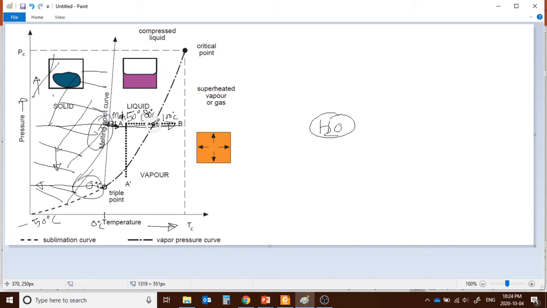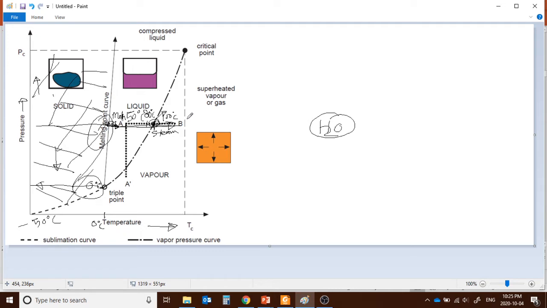Then the first bubble will generate. The first bubble, or the first vapor, will generate. And the more you increase the temperature, what happens? It will be vapor, or we call it steam, the boiling water, the steam. So at this point, at 100 degrees Celsius, the steam generates. So this point we call the bubble point. We'll see that later on.